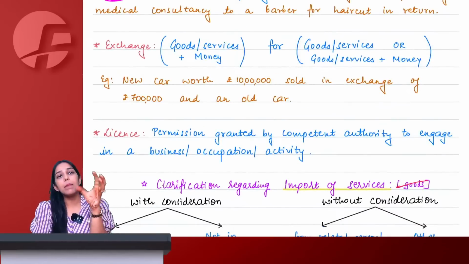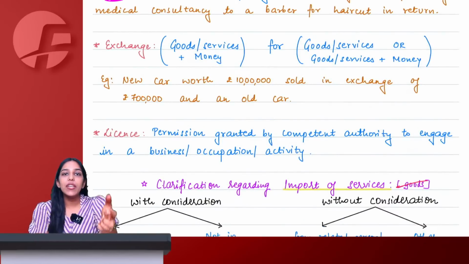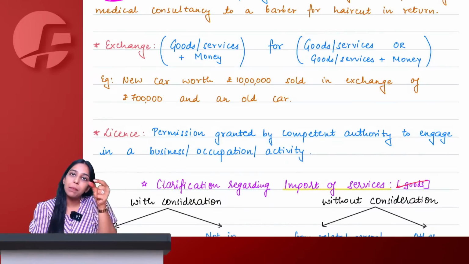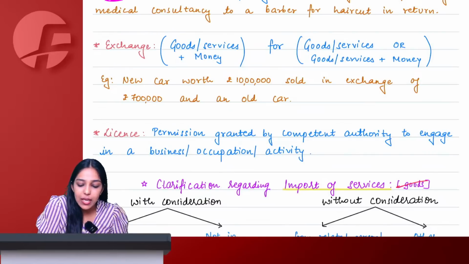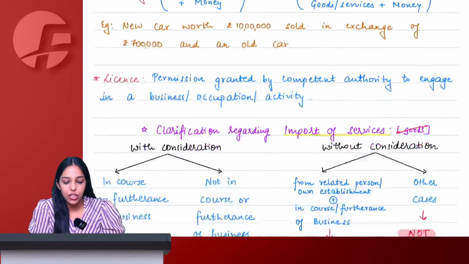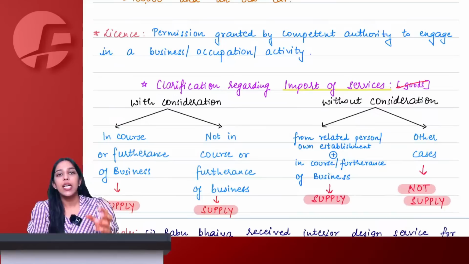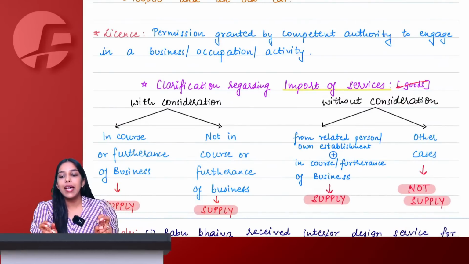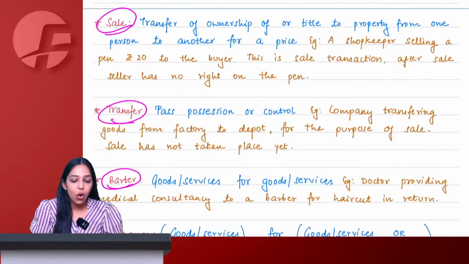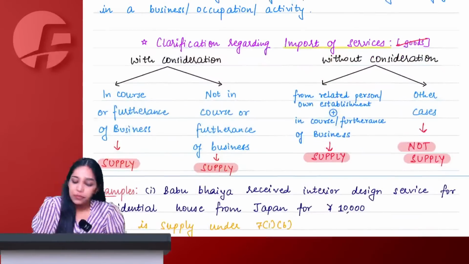Exchange means some money is involved. Like pure wheat for rice is a barter. But if I gave you wheat and I took some money plus rice from you, then it is an exchange. If along with goods or services some money is involved, it becomes exchange. And license simply means if you are paying any amount to take some permission from some person, that becomes a license. Now these are all forms of supply only.